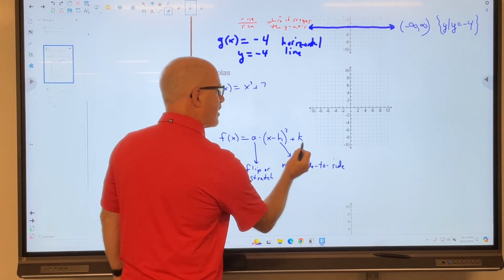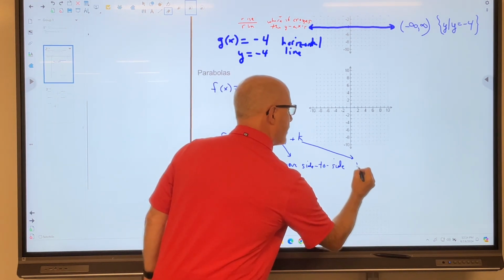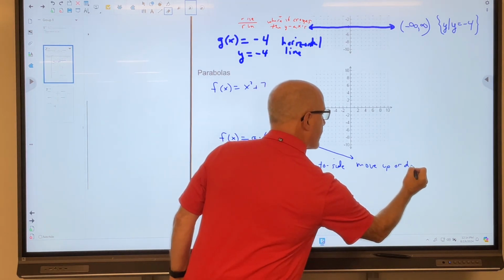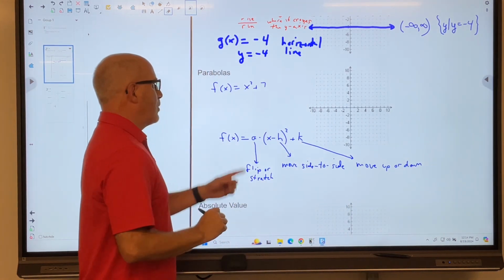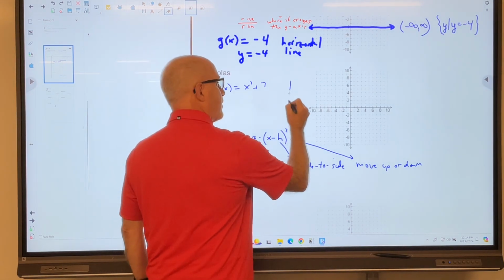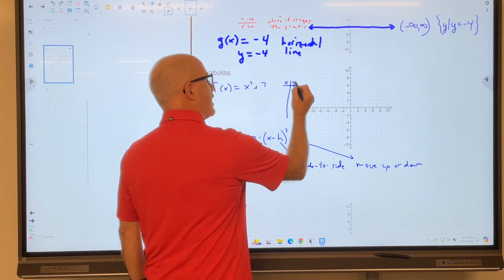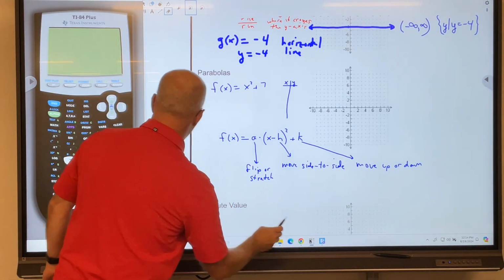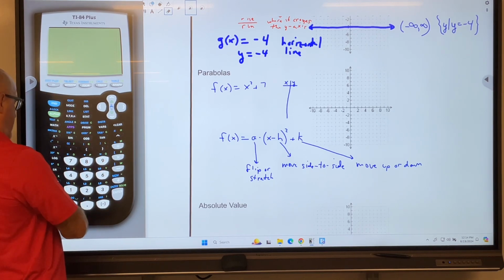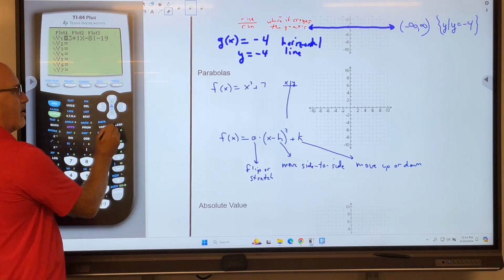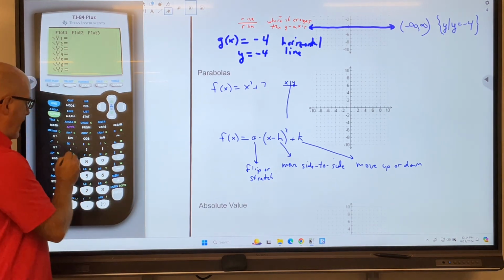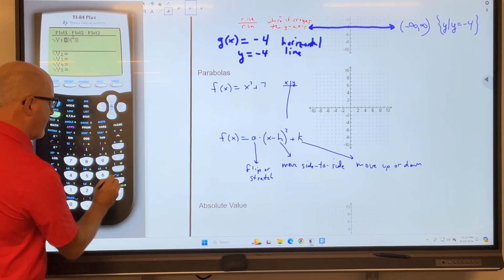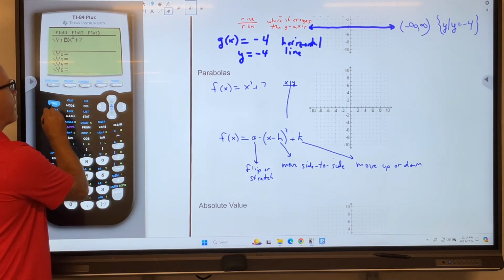And then this number here, that's going to move it up or down. All right, so when we look at this graph, if we were to set up a table here, let's go ahead and put it in our graphing calculator and see what we got. So we turn it on, go to y equals, clear out the previous one, and I'm going to put in x squared plus 7, and then I'm going to go ahead and look at my table.